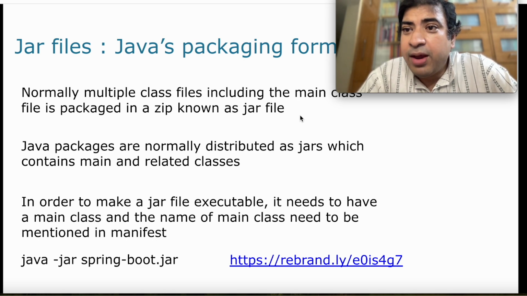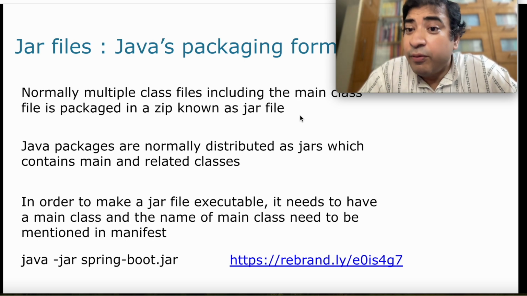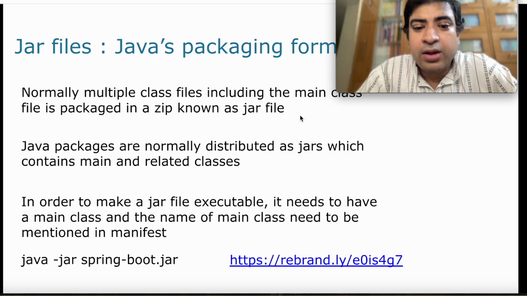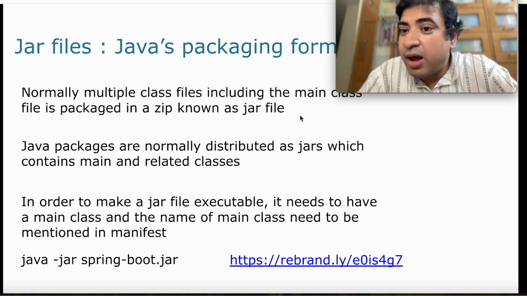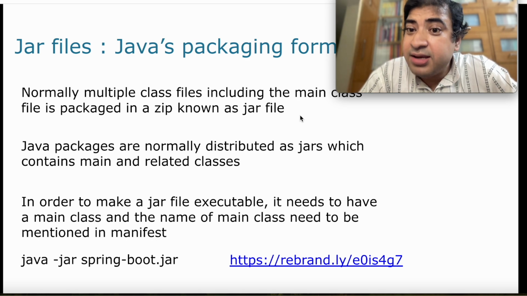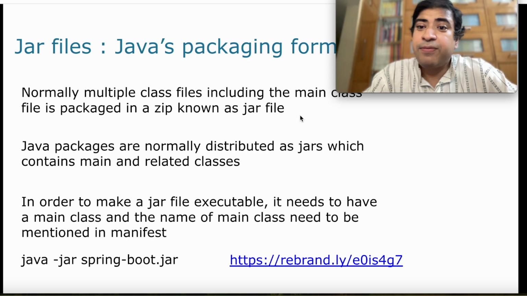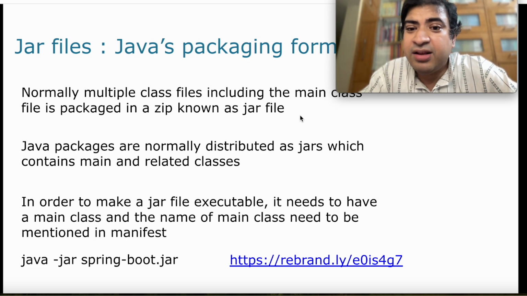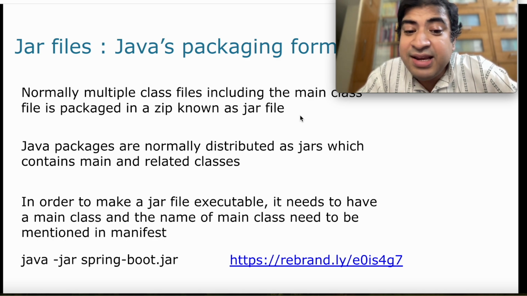So if I have a jar file which does not contain any class which has a main method, then of course the jar file will not be runnable. So in order to make the jar file runnable or executable, we have to have at least one class which has a main method, and then there has to be a file known as manifest.mf in the jar file, which needs to list that class as the main class.